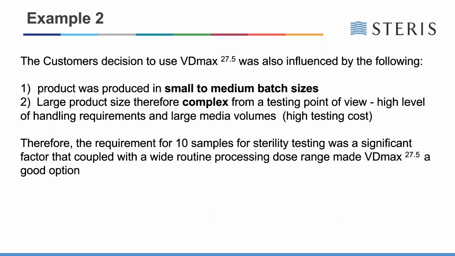The customer's decision to use a VDMAX 27.5 was additionally influenced by the following. The product was produced in small to medium batch sizes. Additionally, the product was large and therefore complex from a testing standpoint of view. There was a high level of handling requirements, large media volumes leading to higher testing costs. Therefore, the requirement for 10 samples for sterility testing as part of their initial validation and any subsequent dose audits was a significant factor that, coupled with a wide routine dose range of 27.5, made it the best option for their VDMAX.